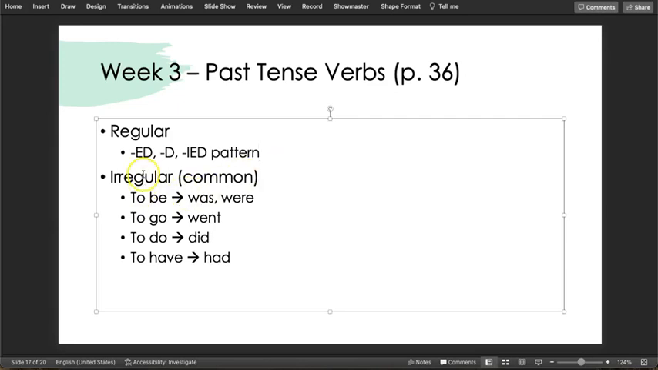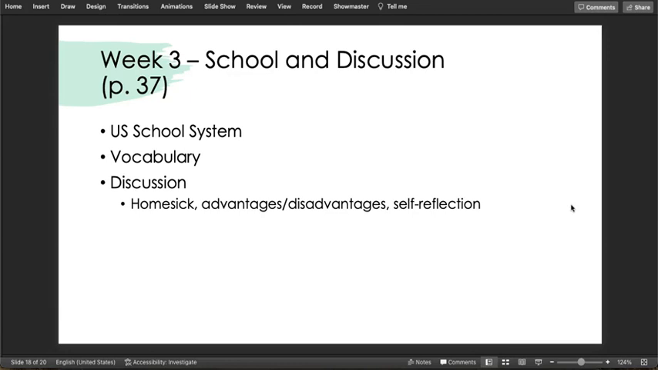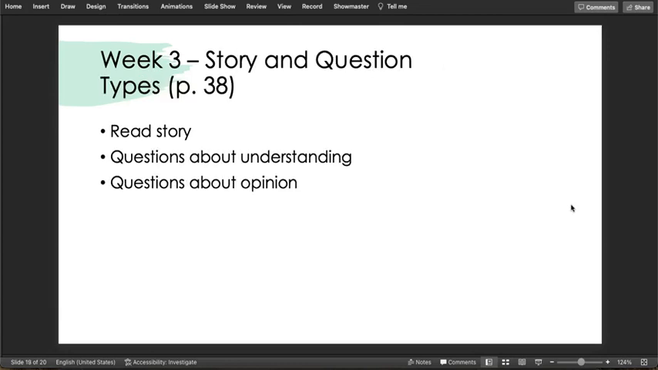And then there are common irregular past tense verbs that just mean they don't add ed to a root word, right? So that would look like, if go, the verb to go, if that were regular, it would look like goed. But that is not a word. We use went. That's what makes it irregular. So learning a little bit about those, school systems, okay, comprehension.